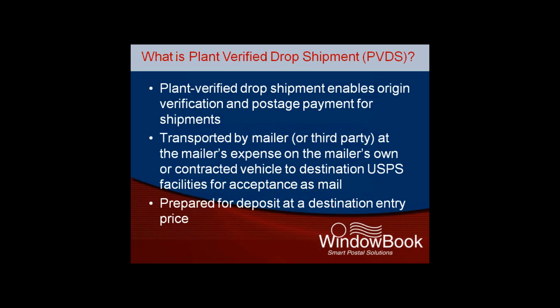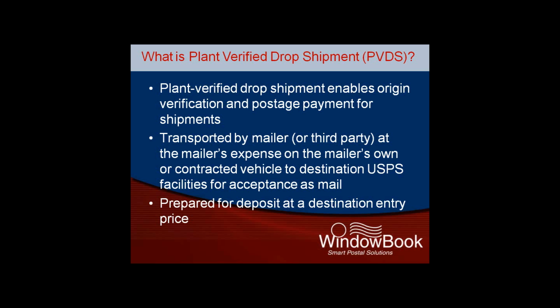To facilitate the process of dropshipping, the Postal Service offers a program called Plant Verified Dropshipment. You may hear it called PVDS. This program allows for the mail to be verified and paid for at the origin post office rather than at each individual additional entry office that you dropship your mail to. The mail is then transported at the mailer's expense to the destination postal facilities, where it is accepted as mail that has already been verified and paid for.